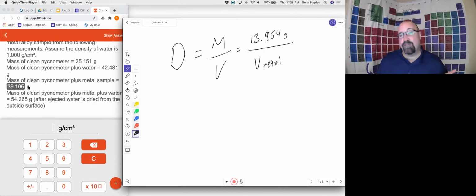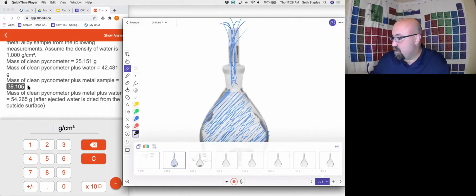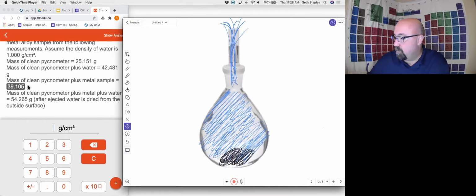We still need to find the volume of our metal. So that's the last thing that we need, and that is going to be a little bit more complicated. But again, we just have to think about the information that we're given. And so we need the volume of the metal. And remember what I said is that the volume of the metal is going to be equal to the volume of water that's ejected. So the volume of this water that's ejected is going to be equal to the volume of our metal. So we need to find the volume of that water ejected.